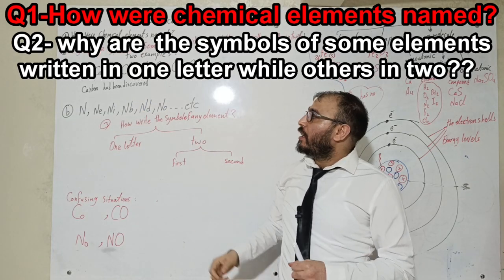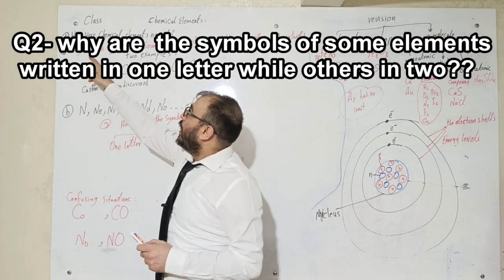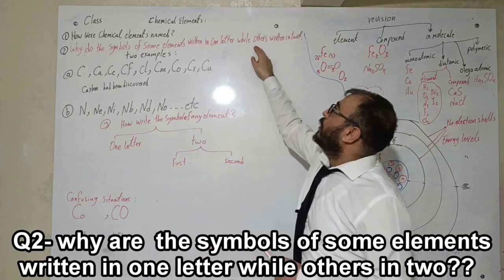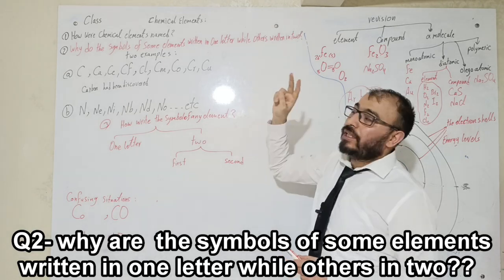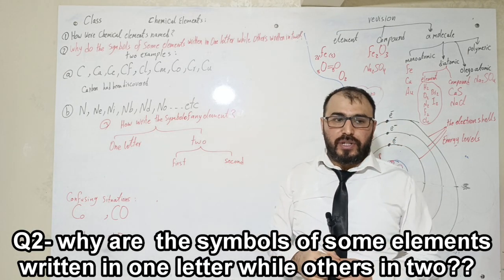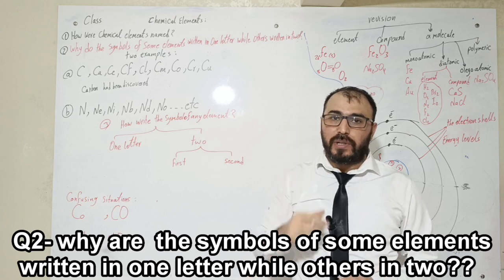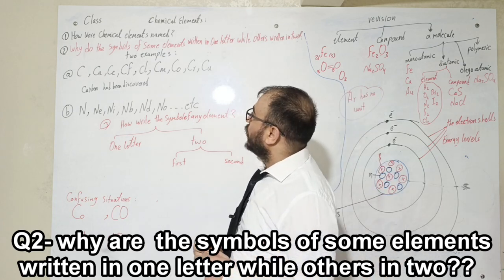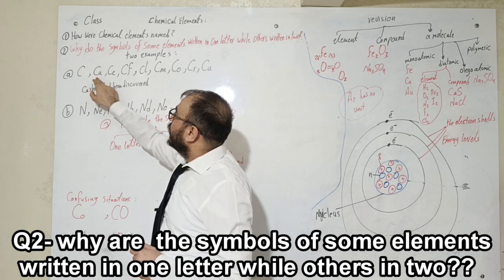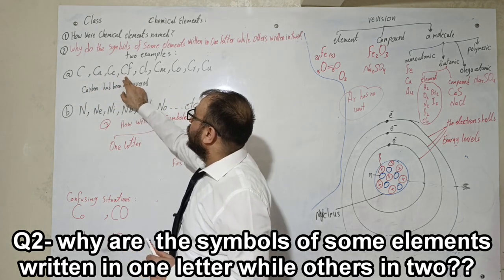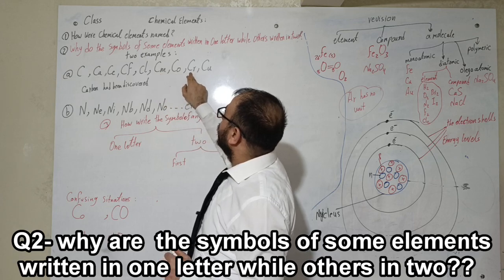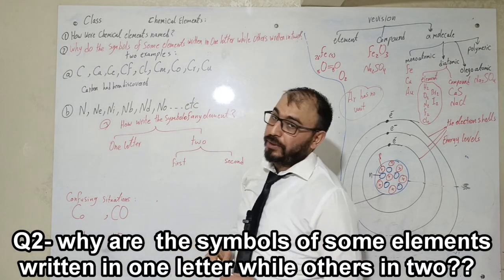Now, my friends, let's answer the second question. Why are the symbols of some elements written in one letter while others are written in two letters? Well, to answer this question, I would like to give you two examples. The first example here is carbon, calcium, cerium, californium, chlorine, curium, cobalt, chrome, and copper.